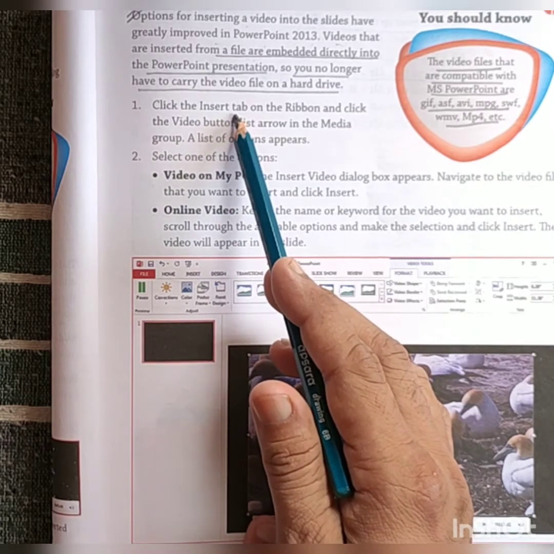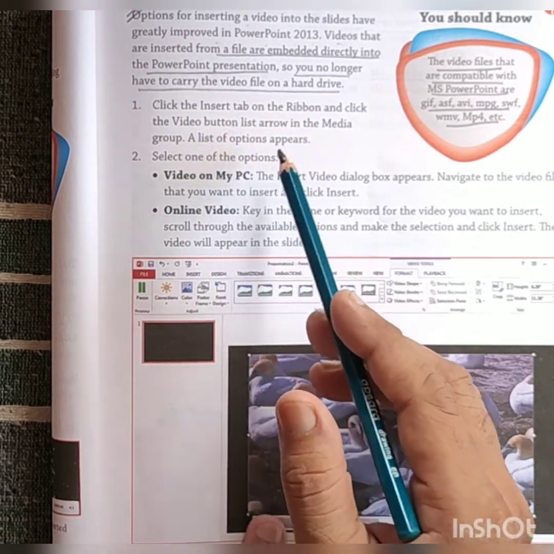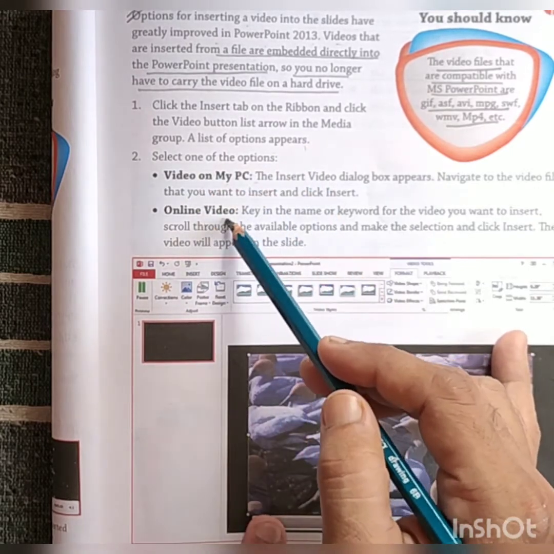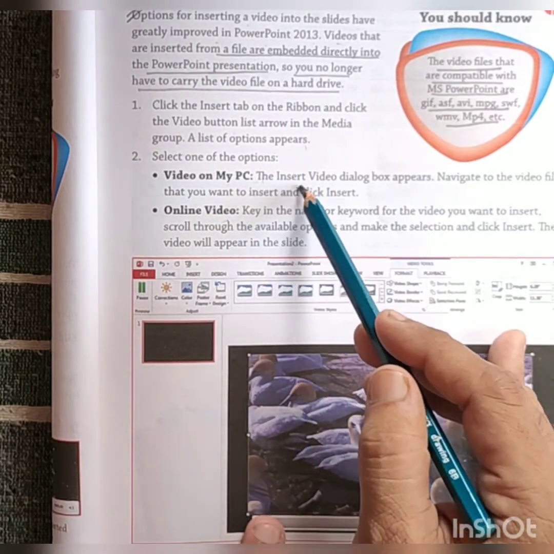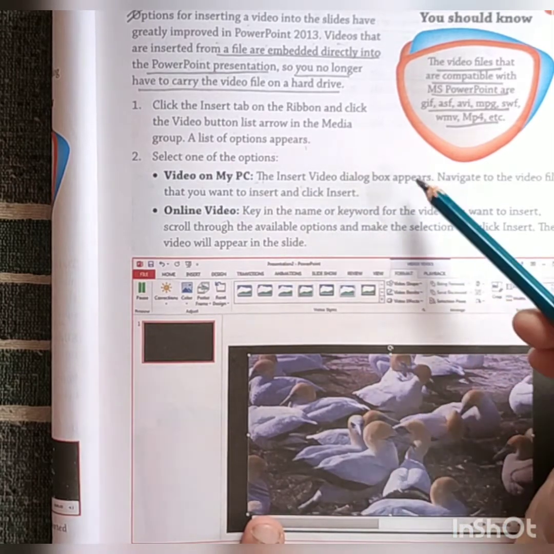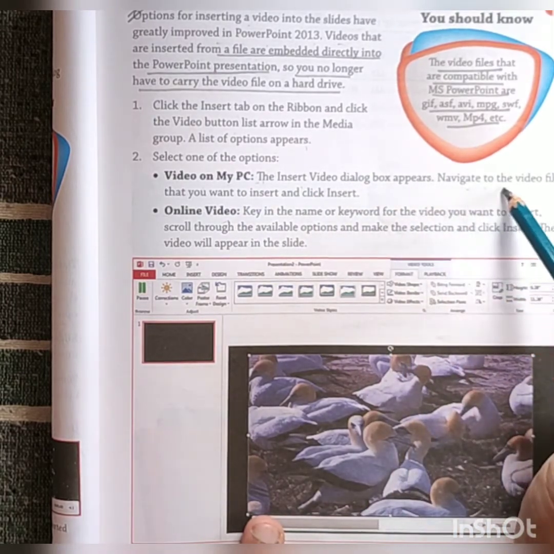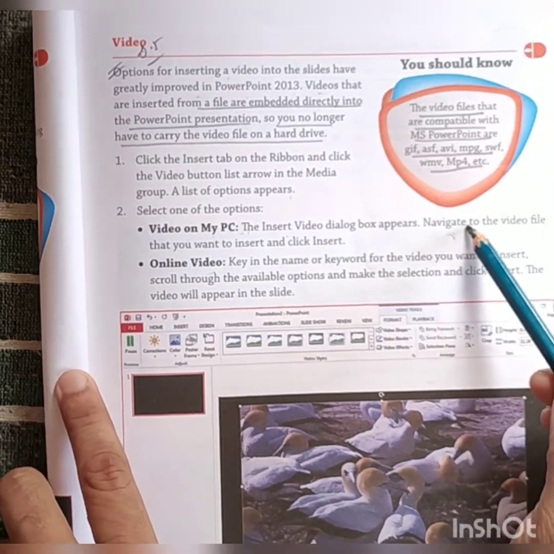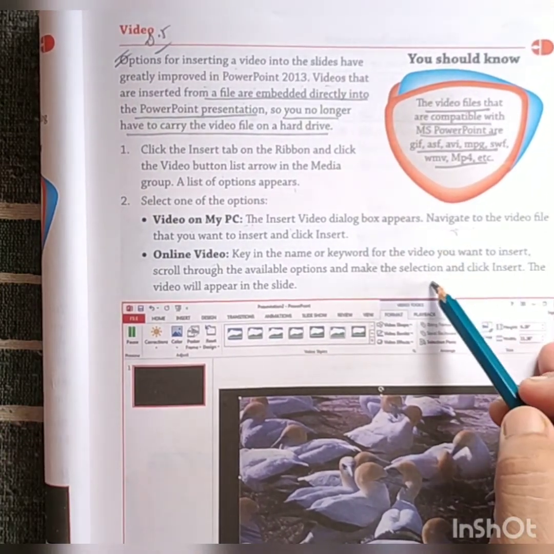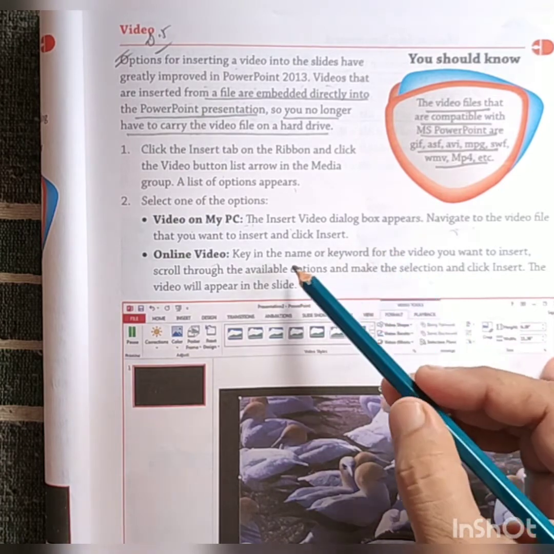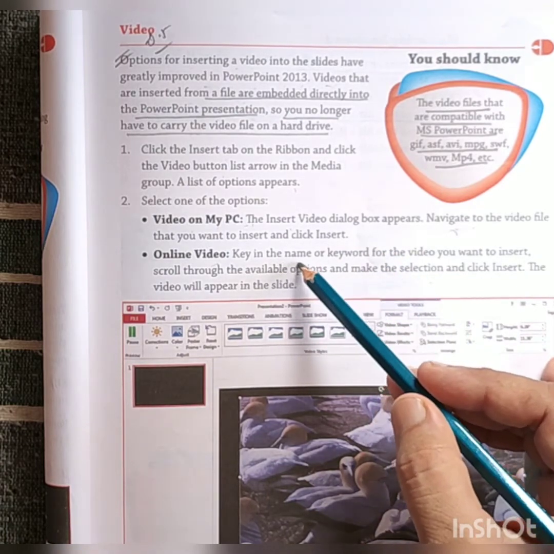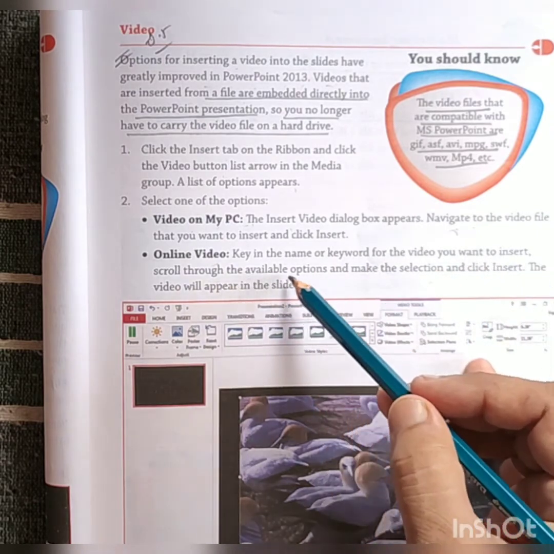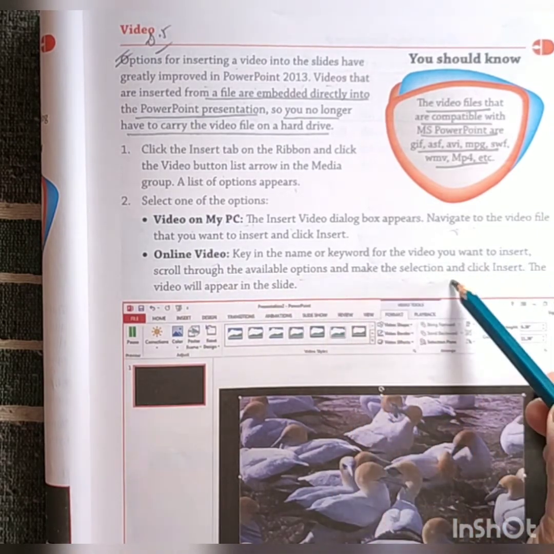You can go to the Insert tab on the ribbon, click on the video button, then a list of things will appear. What are the things? Video on my PC, online video. Video on my PC means the insert video dialog box appears. Navigate to the video file that you want to insert and click insert. And you can insert the video from online video also. Key in the keyword of the video you want to insert. Scroll through the available options, make the selection and click insert.